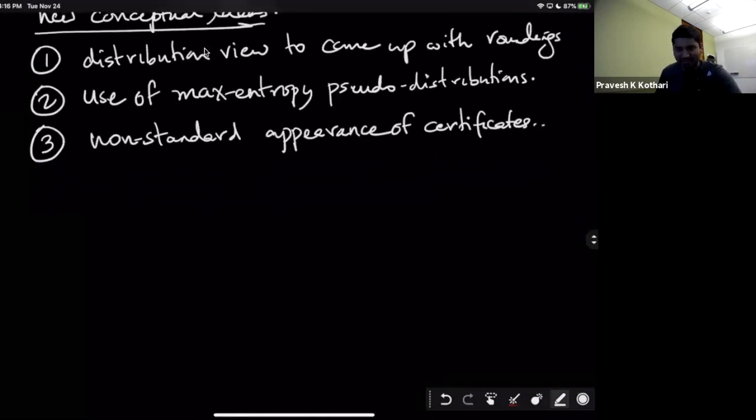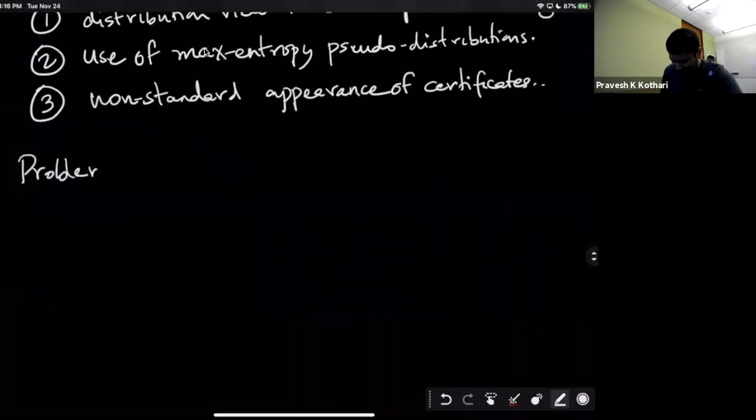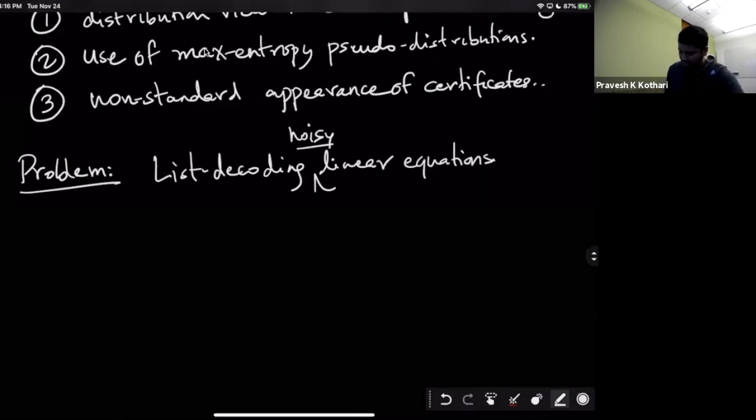Good. All right. So we pontificated a lot. We have not even defined the problem. So let's do that. So what's the problem we're going to look at today? I'm going to call this problem list decoding of noisy linear equations. And here is what it means. It's a very simple, very direct, very clean question.